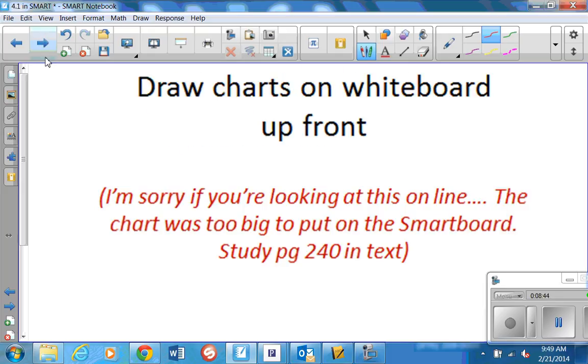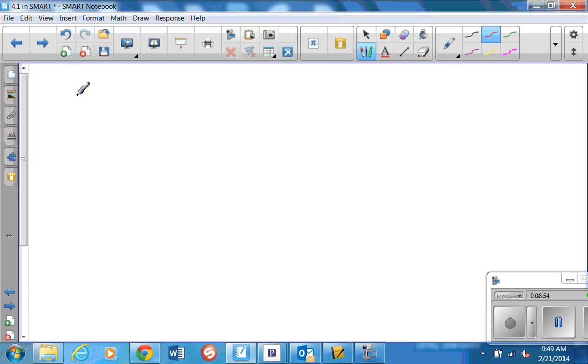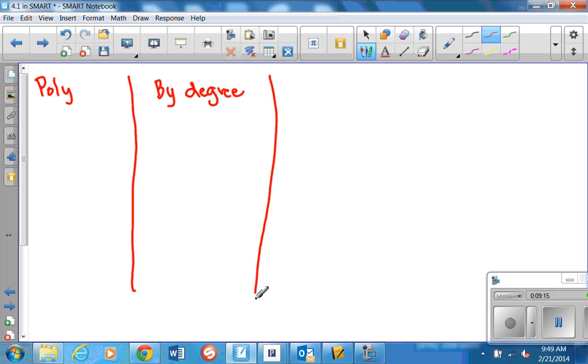So, I'm just going to put this on here anyway. Let's write a little chart real quick. I'll try to squeeze it up here. We're going to put our polynomial in the first blank. And then we're going to classify by degree. And then we're going to classify by number of terms.